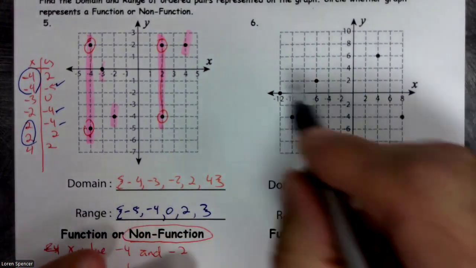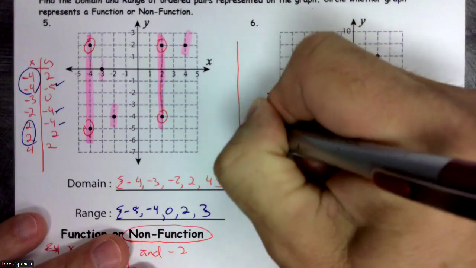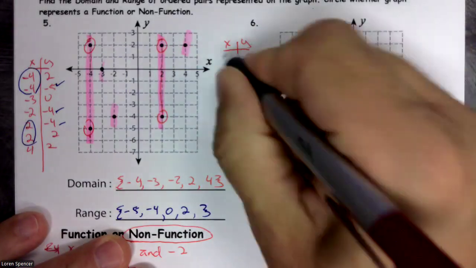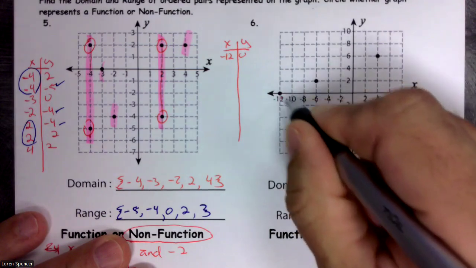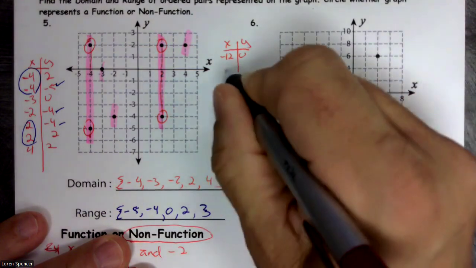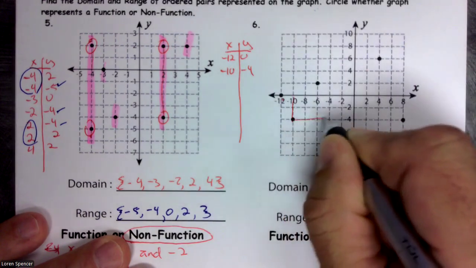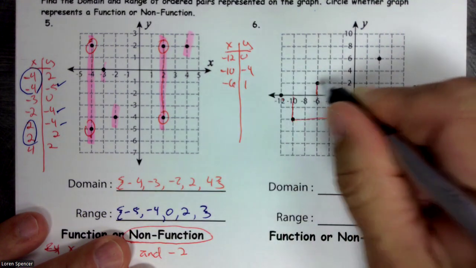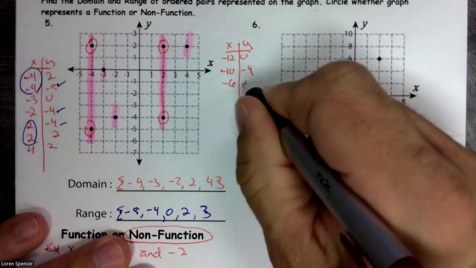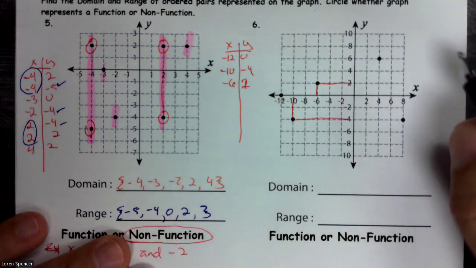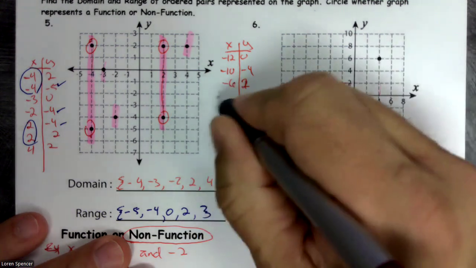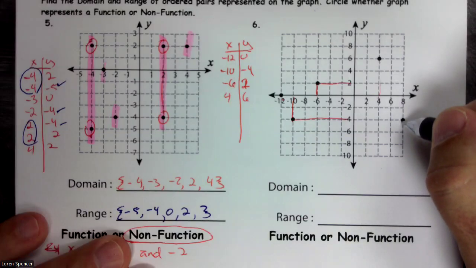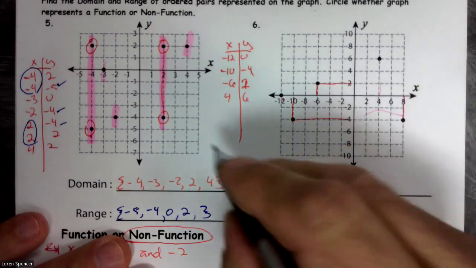All right. Once again, we're going to need to make a T-chart so that we can get our domain and range. And we have -12, 0 because it didn't go anywhere up and down. Then we have -10, -4. We have -6, 2. Then we have 4, 6. And then we have 8, 4.